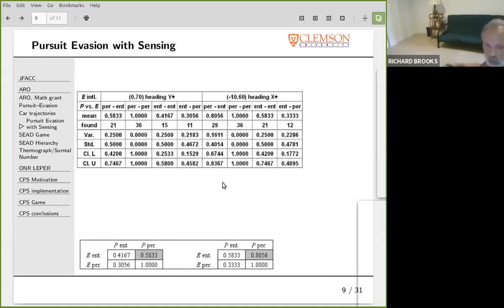And we then analyzed this. And the thing that was interesting, so we did a number of simulations with evaders and the pursuers with these strategies.